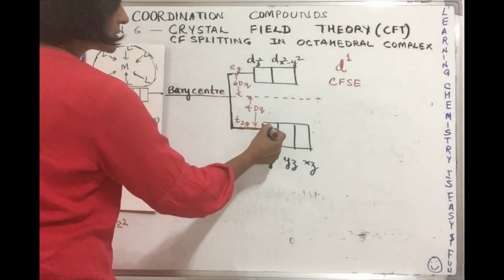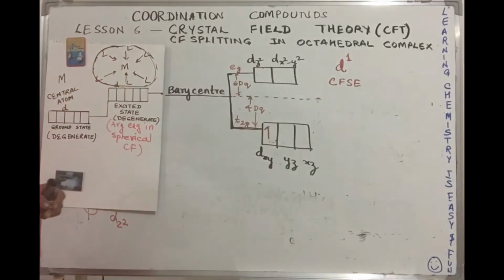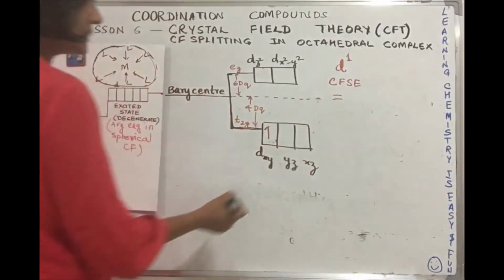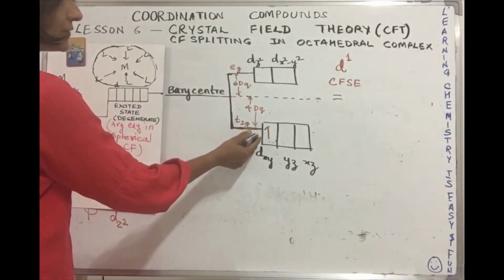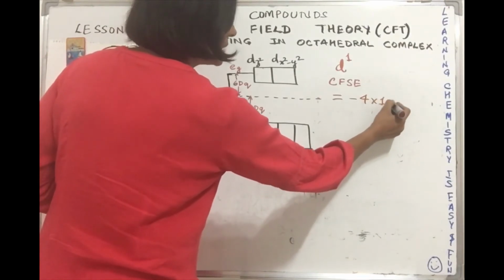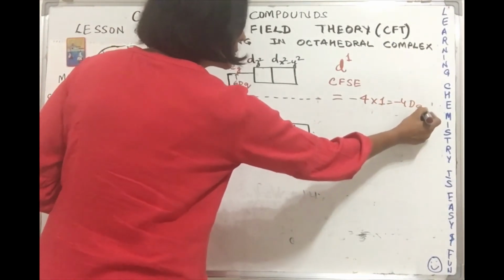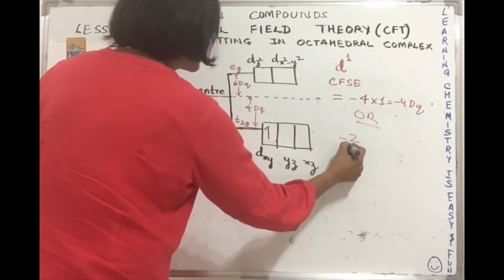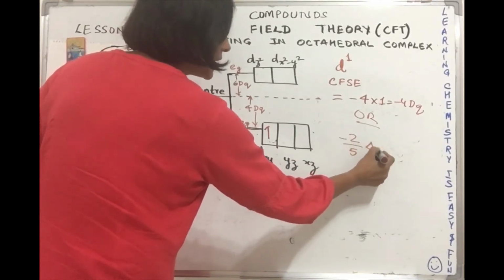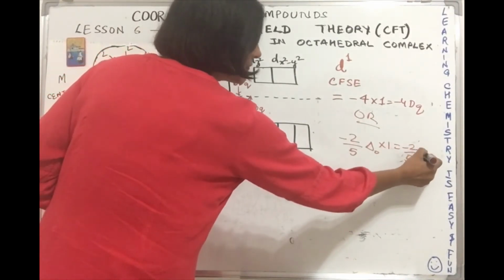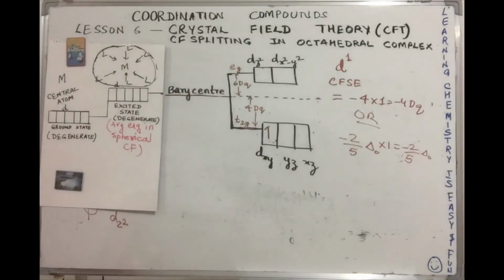d1 means the electron enters into one of the t2g orbitals according to the Aufbau principle. So what we'll have over here is CFSE. In order to calculate, the energy falls by 4 Dq. So it is simple, 4 into 1, that is minus 4 Dq, right? You could also show it as minus 2/5 delta O into 1, that is equal to minus 2/5 delta O. Both mean the same thing.